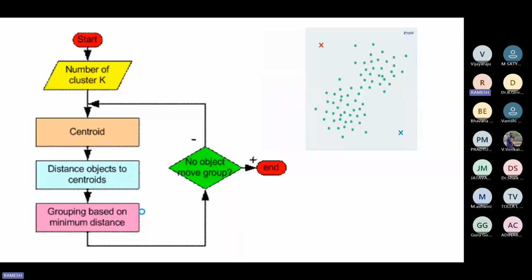So this is our algorithm, the flow chart for K-means clustering. We'll discuss this after the break. Sir, we'll take a break and after that we'll complete the K-means.